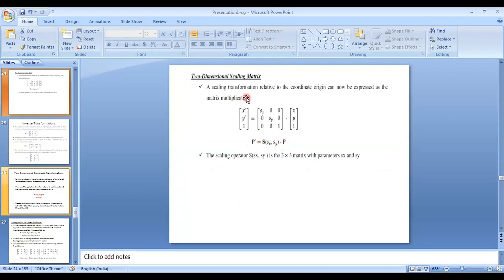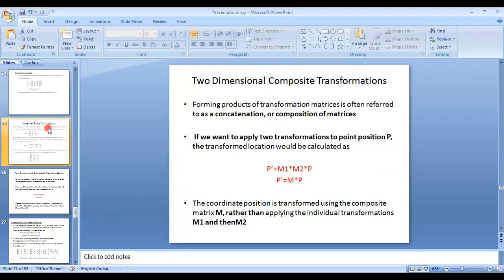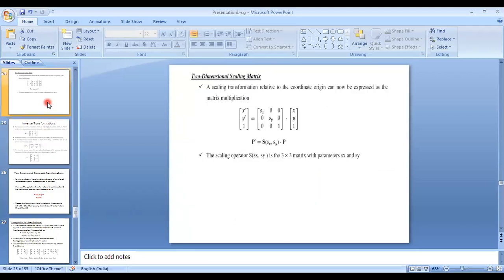So this was about today's discussion. Tomorrow we will discuss inverse transformations and composite 2D transformations. Okay, thank you. The session will be ending here.